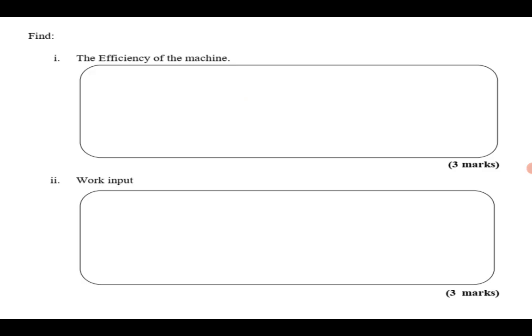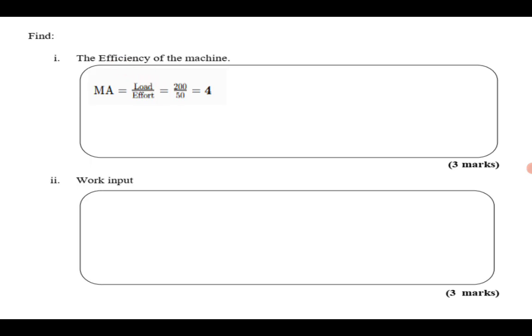For us to calculate efficiency, first of all, we must find the mechanical advantage of the machine. Remember, mechanical advantage is load divided by effort, and the load is 200. We're getting 200 from 20 times 10, which is basically the weight of the load, divided by 50, which is effort. So mechanical advantage is 4.